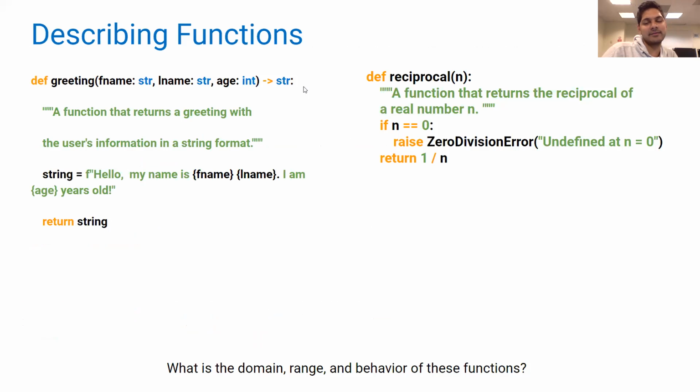We spend a lot of time on just squaring a number, but now we have a function greeting which has three parameters: f name, the first name, which is a string, l name, the last name, a string, and age, which is an integer. Right here we have an arrow which signifies what the return value of this function is supposed to be, which is a string. And this is our docstring which describes the behavior of the function greeting. It returns a greeting with the user's information in a string format.